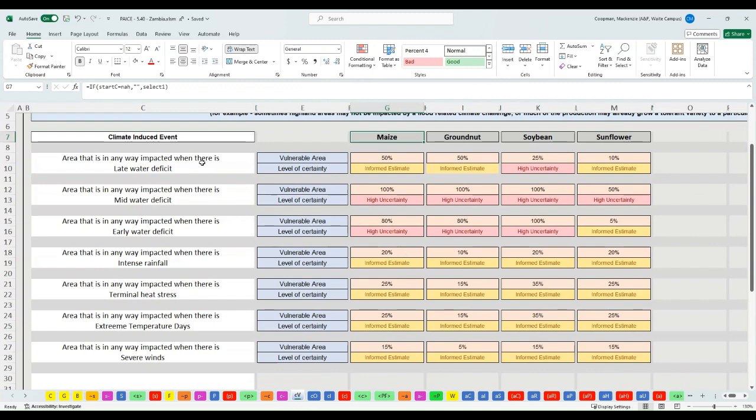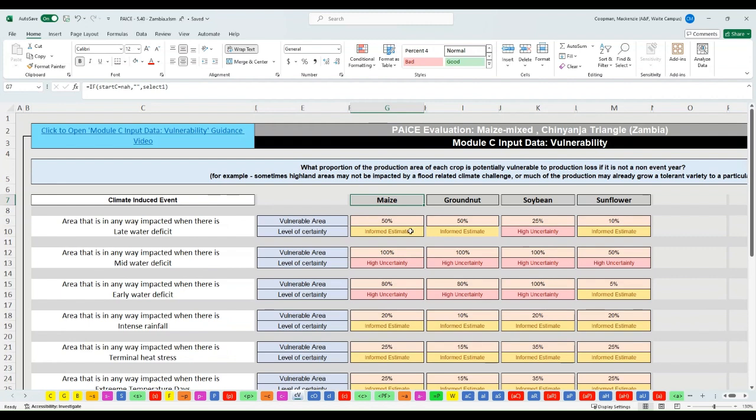Now in this one, the module CV here, there's still a couple of these that are a little bit low, some of the values that you've put in. So the question to ask here: are any of these crops, is there any reason that they would not be impacted? So think of it both in a sense of the climate event being mild and very severe.